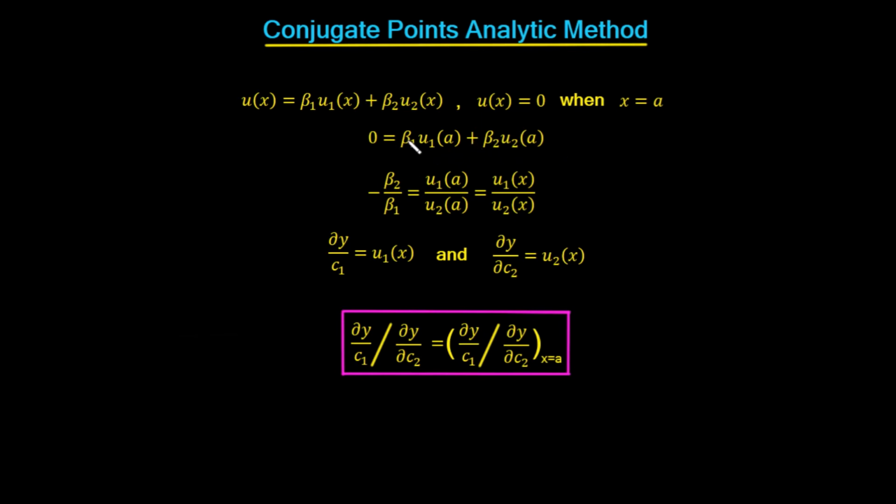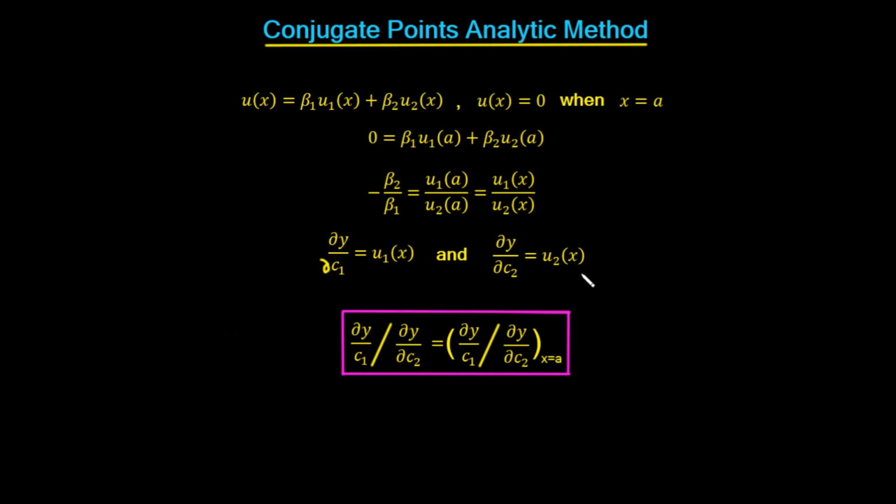So we can rearrange these two equations, and we can write that minus b2 upon b1 is equal to u1 of A upon u2 of A, which equals u1 of x upon u2 of x. Now we've seen from a previous video as well that the solutions u1 of x and u2 of x can be written in terms of the parameters c1 and c2, which we found from the Euler-Lagrange equation, such that u1 of x is partial y by partial c1 and u2 of x is partial y by partial c2. So the little partial in there.